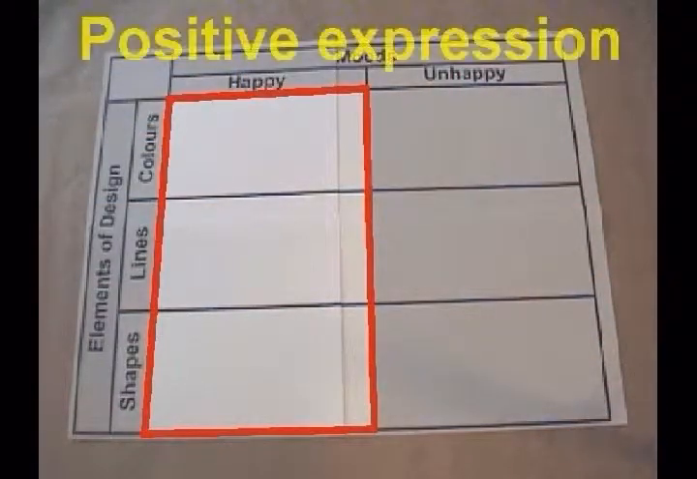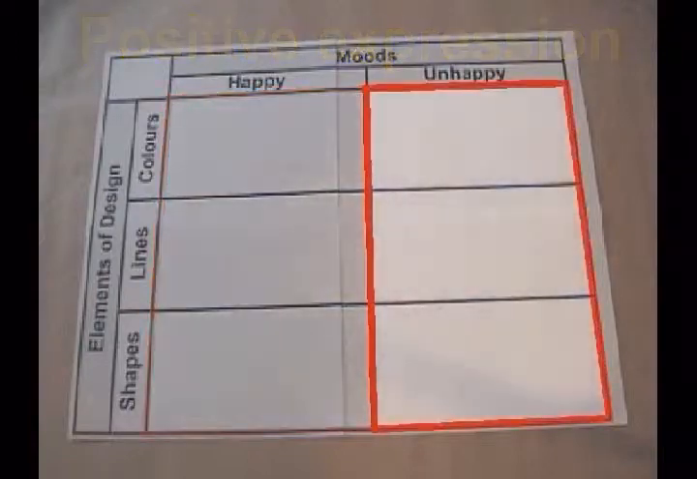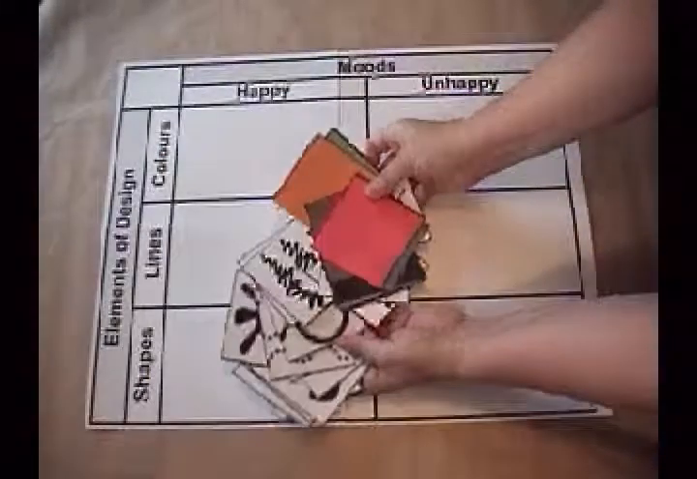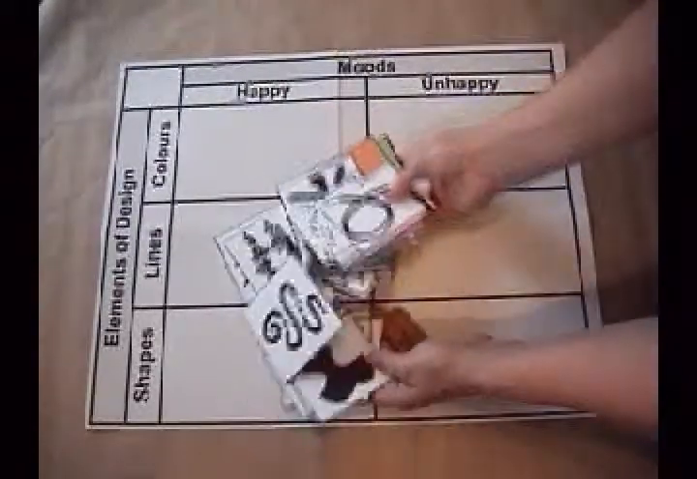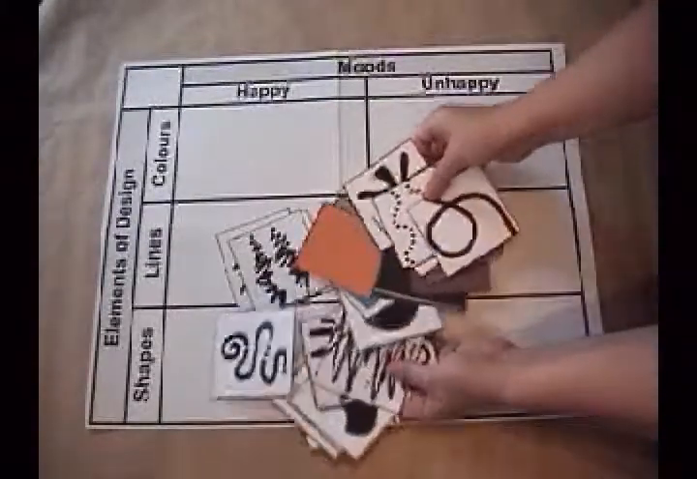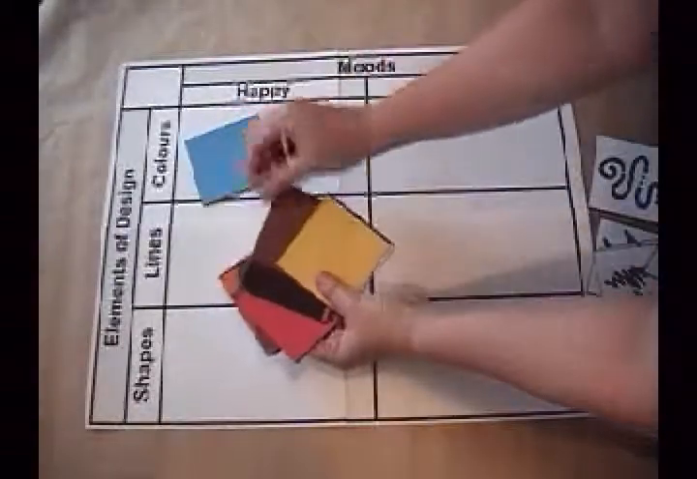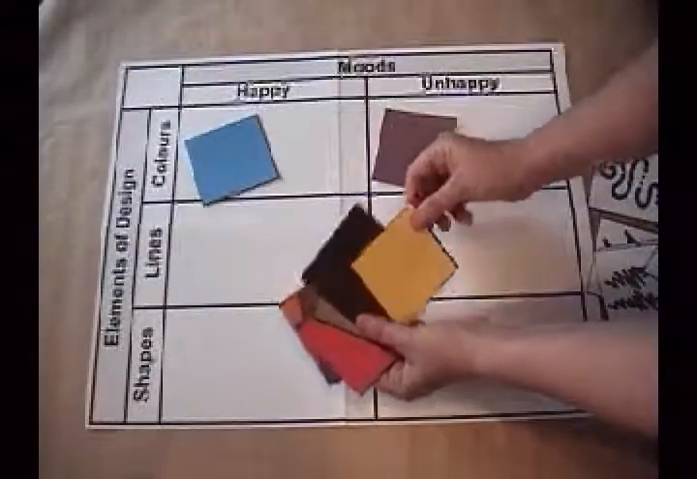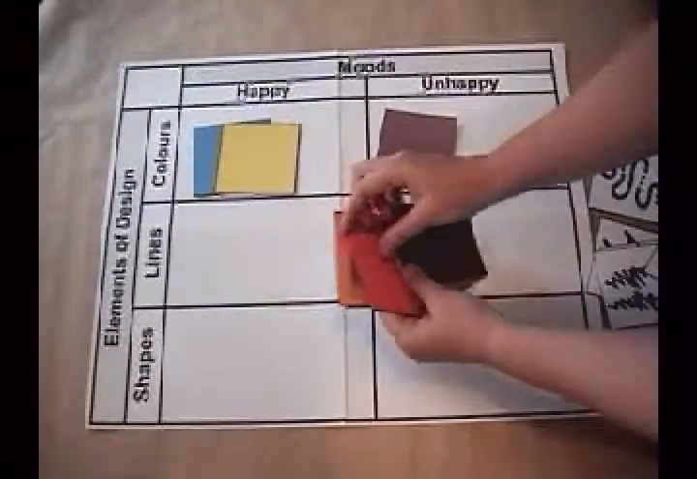To teach self-expression through visual arts, equip students with a chart and small cards showing different elements of design as shown. A chart and cards like these are provided with this resource. As a teacher-led class activity, sort the elements of design. Start by sorting colors.